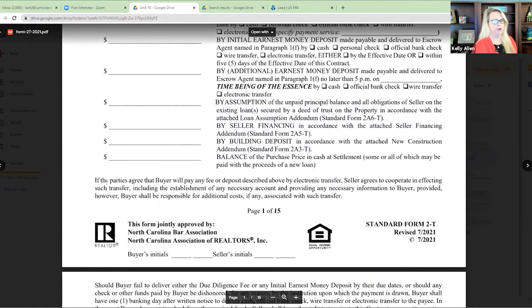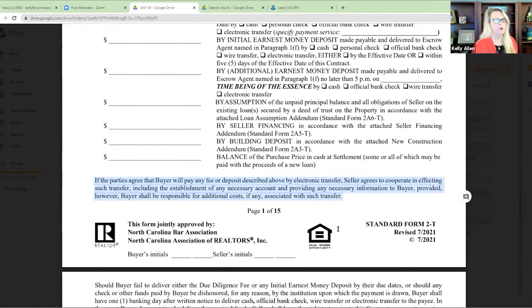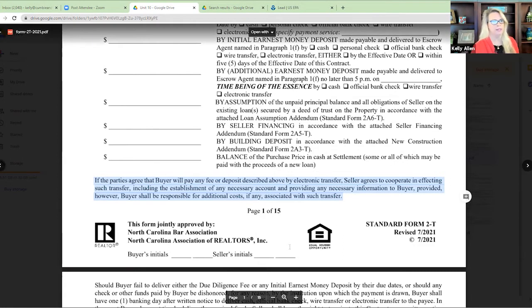Okay, let's read this area right here. If the parties agree that buyer will pay any fee or deposit described above by electronic transfer, seller agrees to cooperate in effecting such transfer, including the establishment of any necessary account and providing any necessary information to buyer, provided, however, buyer shall be responsible for additional costs, if any, associated with such transfer. Now, I know I just closed on a property personally not too long ago, and we did a wire transfer. And I think at my bank, it was like an $18 charge for that, which in the grand scheme of things is no big deal, but that's how it's addressed.